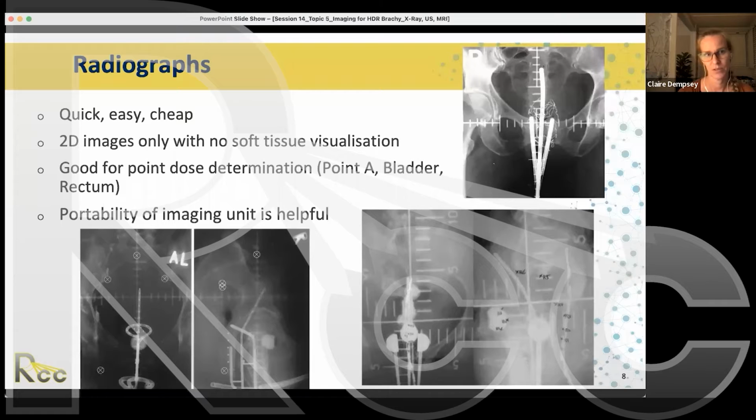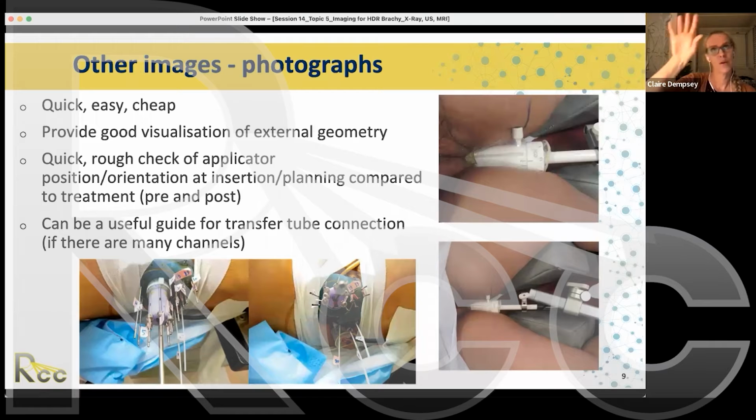So we still do use your traditional radiography techniques as well in our department. And now, I guess, thinking beyond your traditional medical imaging techniques, there are other types of images that are also really useful in brachytherapy. Obviously, photographs, you can just use your mobile phone, take a few photos. So this is quick and easy and cheap.